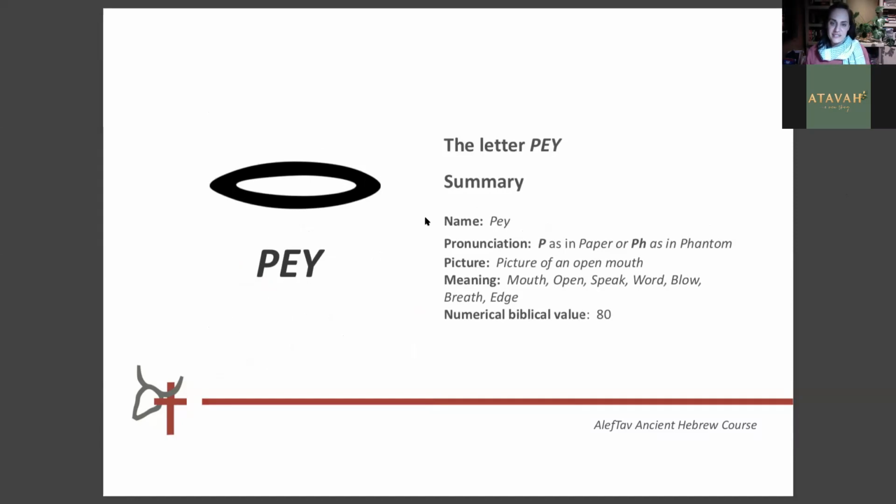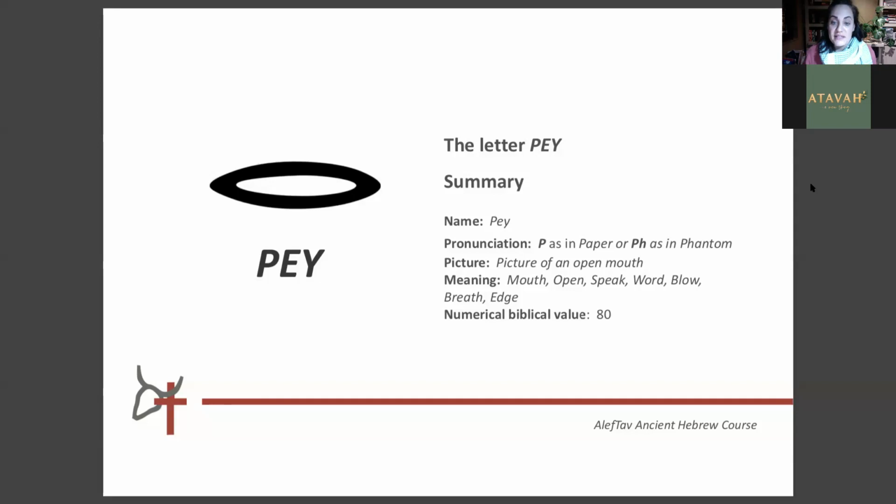Okay, so our first letter for tonight is the letter Pei. In the last lesson, we did the letter Ayin, which was a picture of the eye. So we are still busy with the face, and we are now looking at Pei. So the name of the letter is Pei. The pronunciation of the letter is a P sound, as in paper, but it can also be an F sound, as in the Afrikaans F, or as in phantom, PH.